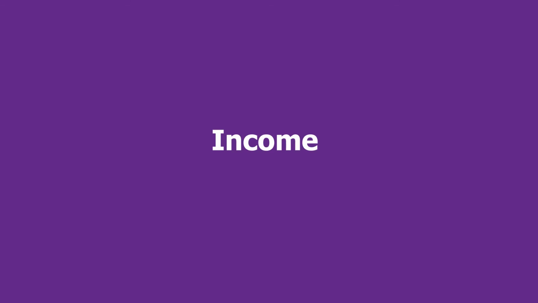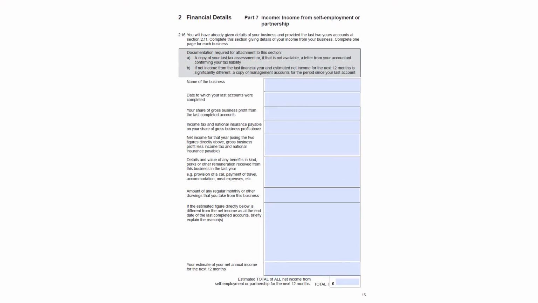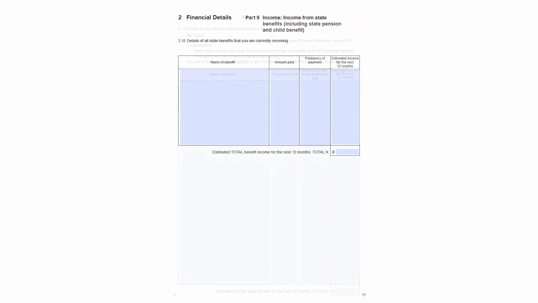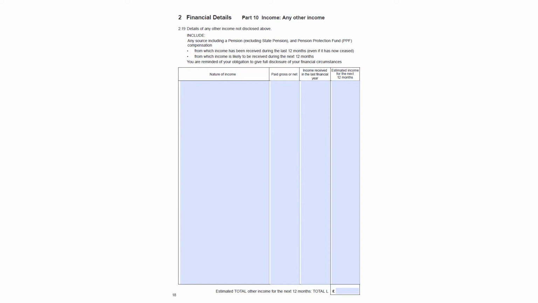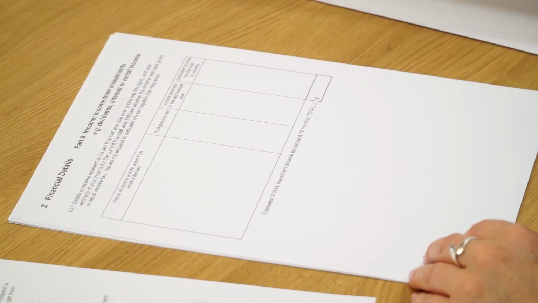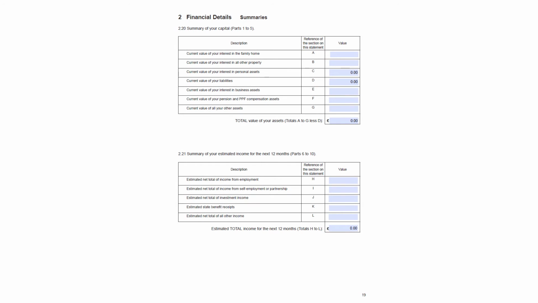Parts 6 to 10 gather income information, be it from employment, self-employment, pensions or any other income. Be sure to complete all sections that relate to your personal circumstances. Having completed parts 1 to 10, you should be able to complete the financial details summaries page. If you do this online, it will do it for you.